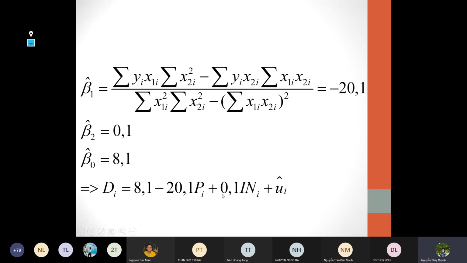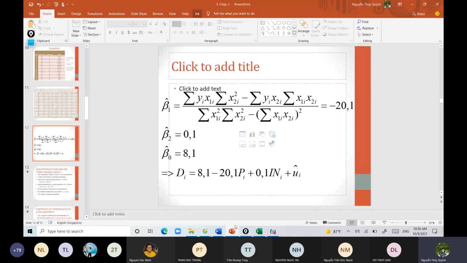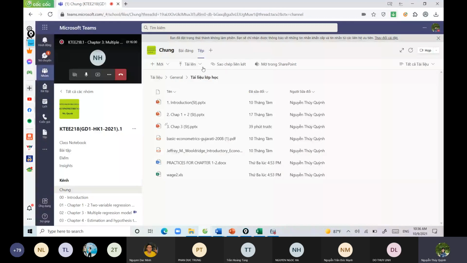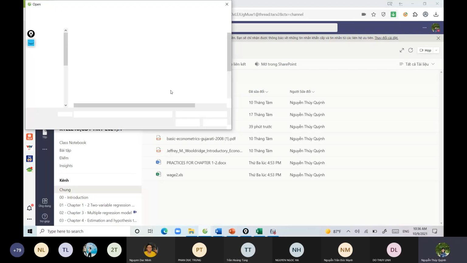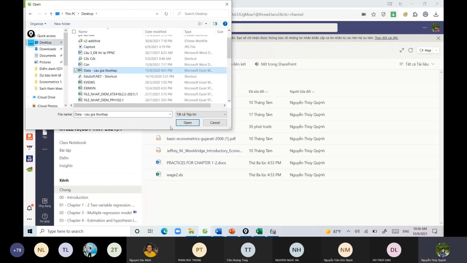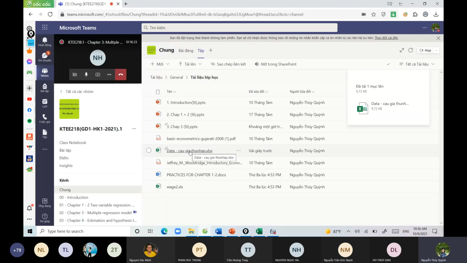But it's much easier now, you can do it on your computer. I will post the data here. You can download the data and do it in Excel. I'm sorry because some of this is in Vietnamese, but you can just copy the data.